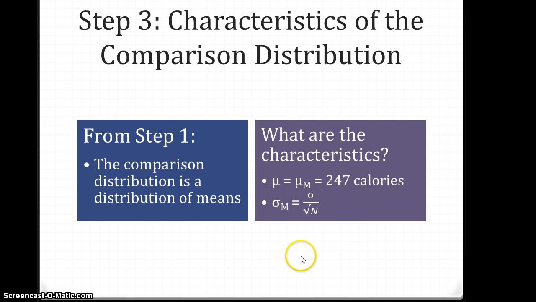So now we need to find some measure of variability. And again, because we're using a distribution of means, we need to use the standard error, which is computed using the standard deviation of the distribution of scores in the population divided by the square root of the sample size. So we're estimating what that standard error is based on our sample size. So if we were going to substitute in our values, we'd see that we have 201 divided by the square root of 1,000, and we get 6.356. So those are our two characteristics of our comparison distribution.